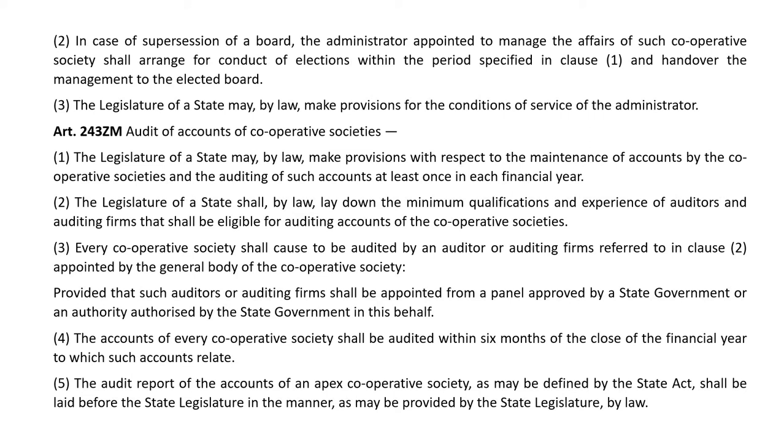Article 243 ZM. Audit of accounts of cooperative societies. The legislature of a state may by law make provisions with respect to the maintenance of accounts by the cooperative societies and auditing of such accounts at least once in each financial year. The legislature of a state shall by law lay down the minimum qualifications and experience of auditors and auditing firms that shall be eligible for auditing accounts of cooperative societies.